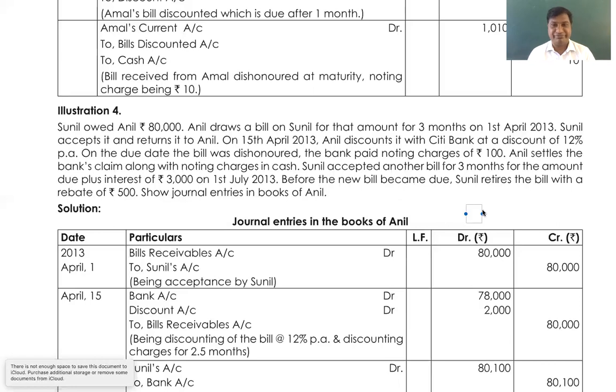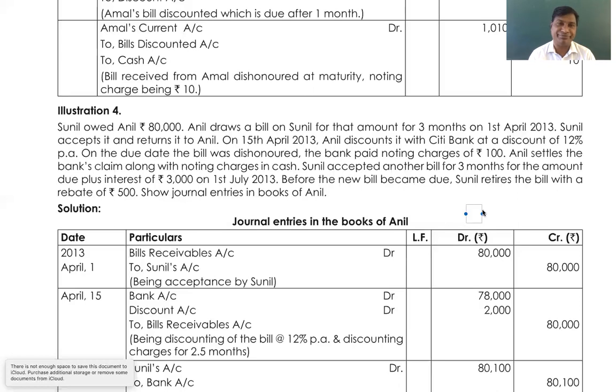Sunil retires the bill even before the due date. Sir, at that time I didn't have money, I could not pay. Now I have money, so I will pay in advance. You need not wait for 3 months, I'm paying you in advance. Oh, you're paying, so nice of you. So there's a rebate given by Anil to Sunil. This is the essence of this case.